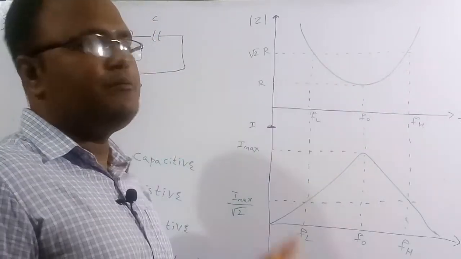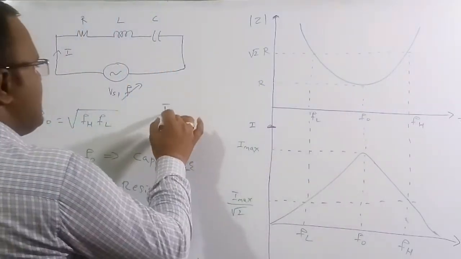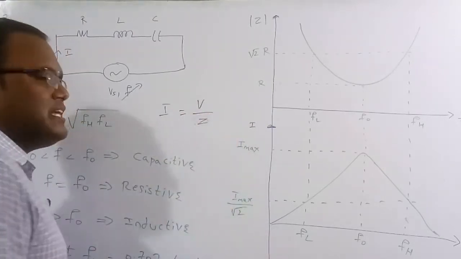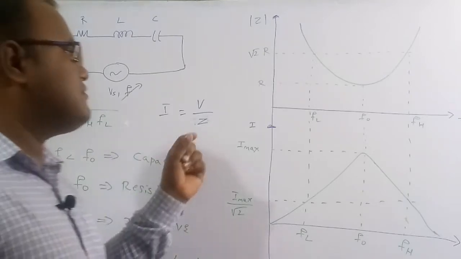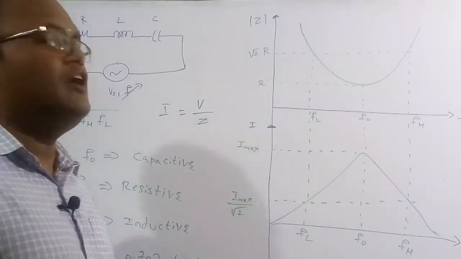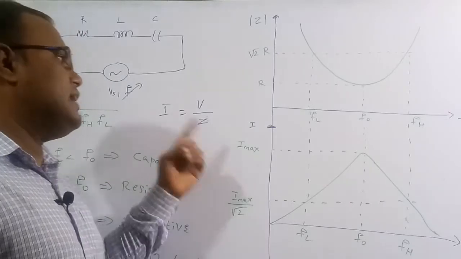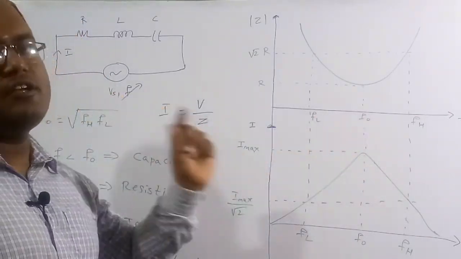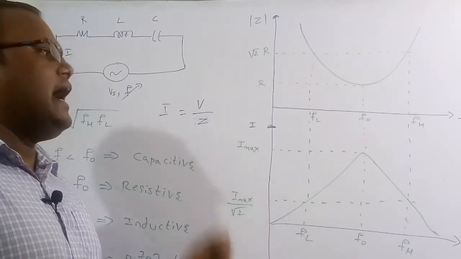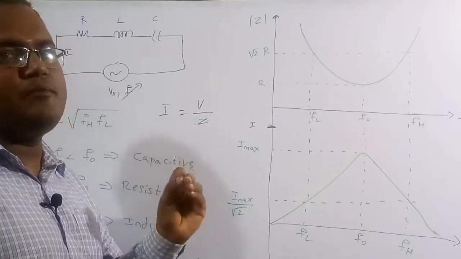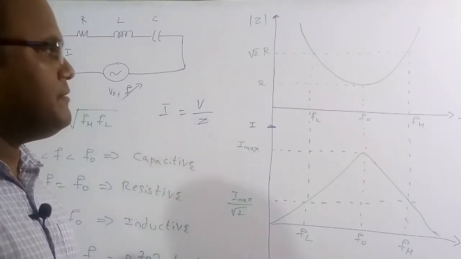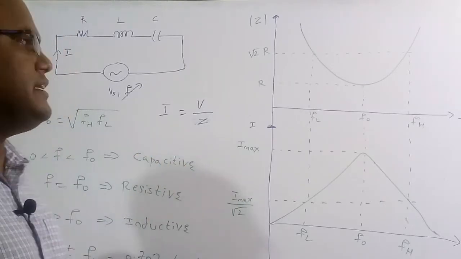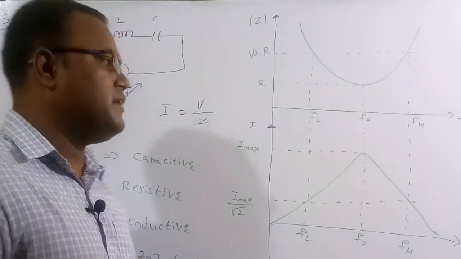If the impedance is very low, then since current is equal to voltage by impedance, at resonant frequency we get a very huge current. Therefore, at resonant frequency, the circuit will be purely resistive. It means the phase angle between the supply voltage and the supply current is 0 degrees, or we can say it is a unity power factor circuit.